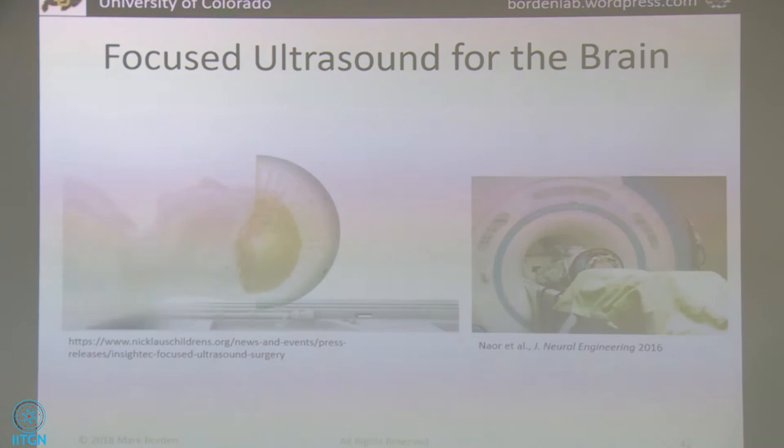MRI can be used to image the temperature map of the brain, and focused ultrasound can be used to heat the brain, even just a 1 degree Celsius difference. It's not damaging to the brain, but it can be detected with MRI to locate the point of the focus of the ultrasound.